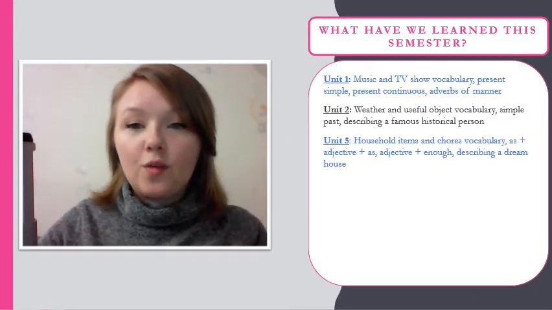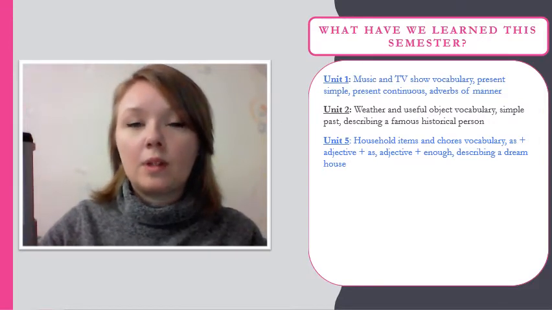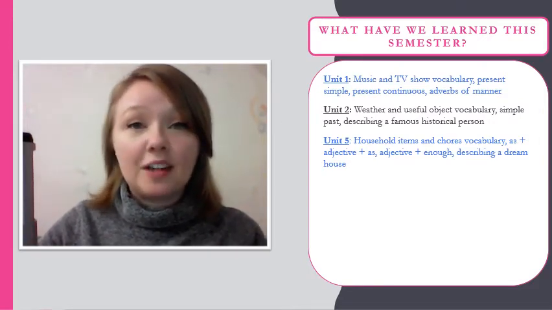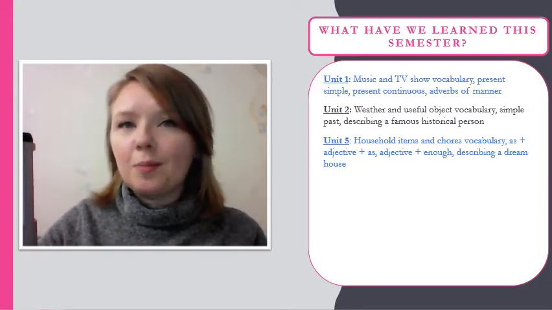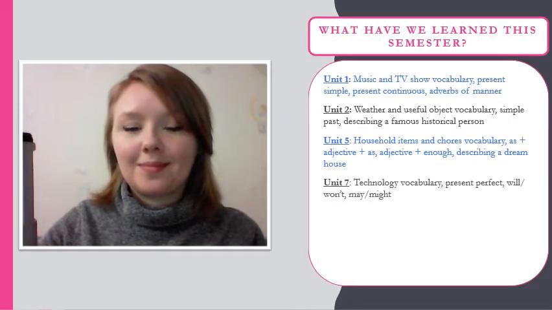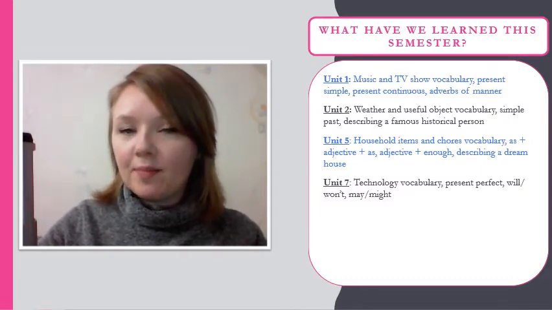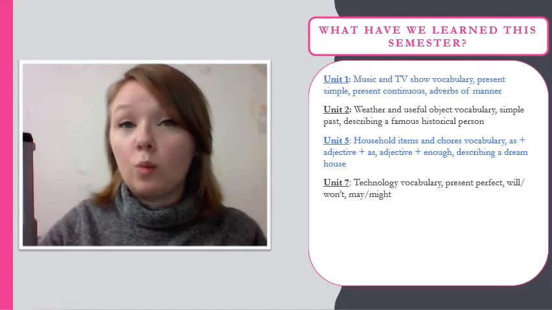In Unit 5, we learned household items and chores vocabulary. We learned how to use as, adjective as, and adjective enough, and got some practice describing a dream house. In Unit 7, we learned technology vocabulary, the present perfect tense, and how to make certain and uncertain predictions using will and won't, may and might.